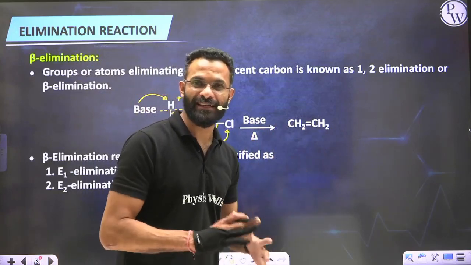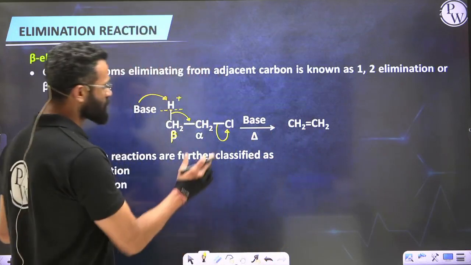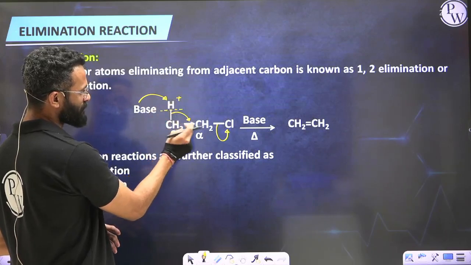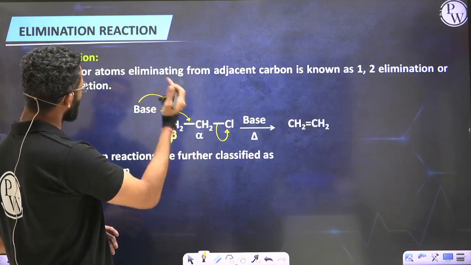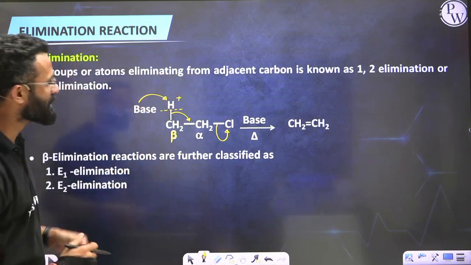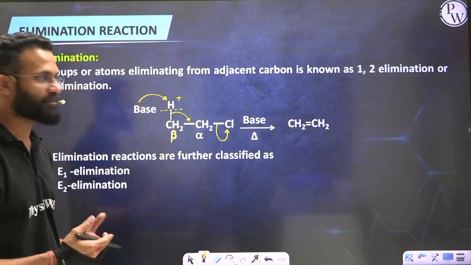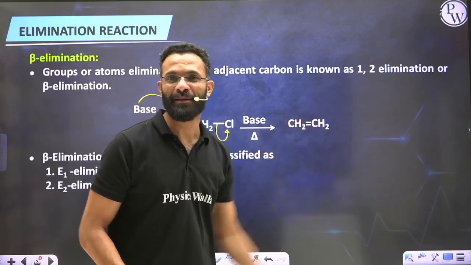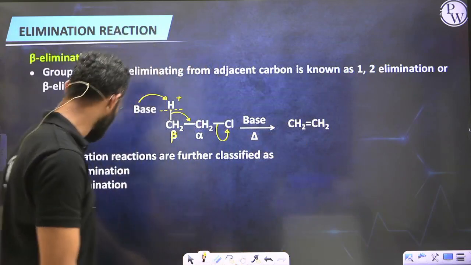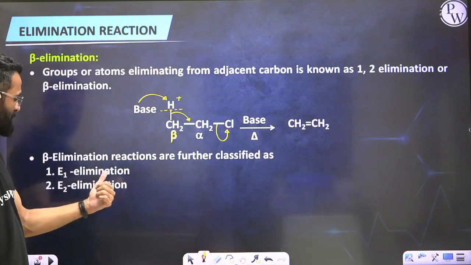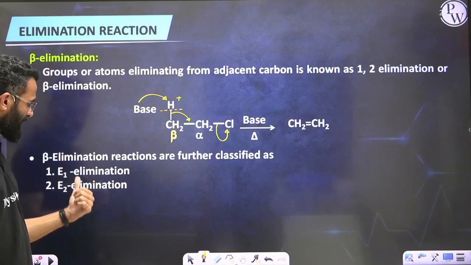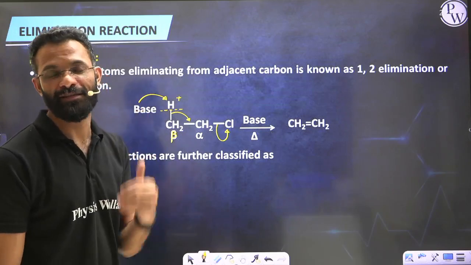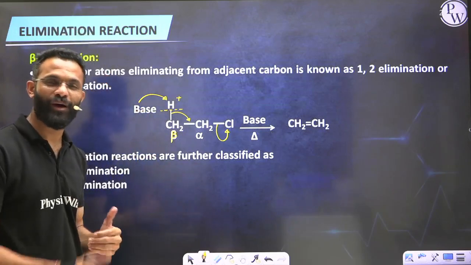Now this reaction clearly indicates that the loss of the halogen atom and the hydrogen atom is taking place from adjacent carbon atoms. So we call such elimination beta elimination. Sometimes it is also referred to as 1,2 elimination. These beta elimination reactions are of two types: unimolecular elimination, that is E1, and bimolecular elimination, E2. Other than this, we also talk about E1CB, unimolecular elimination via conjugate base.